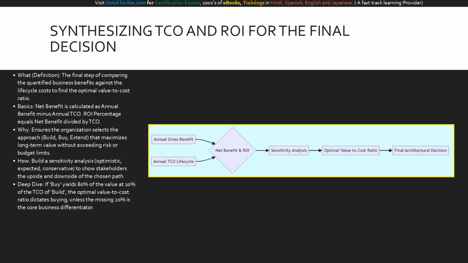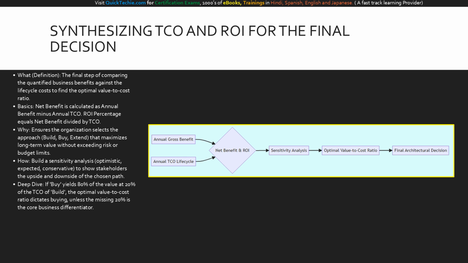For our final deep dive, consider this scenario. If buying an AI tool yields 80% of the required business value, but only costs 20% of what a custom build would cost, the value-to-cost ratio strongly dictates that you buy. You only deviate from that math if the missing 20% represents your absolute core business differentiator.